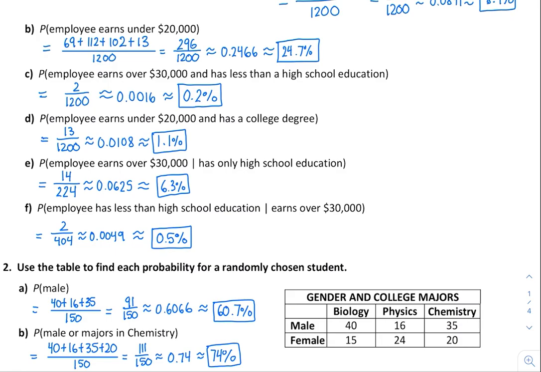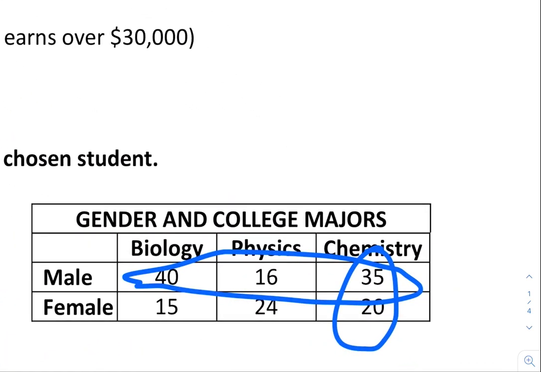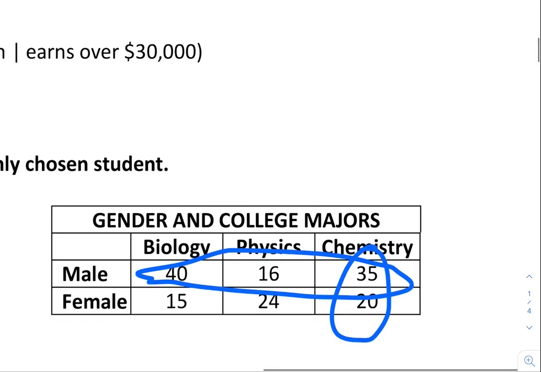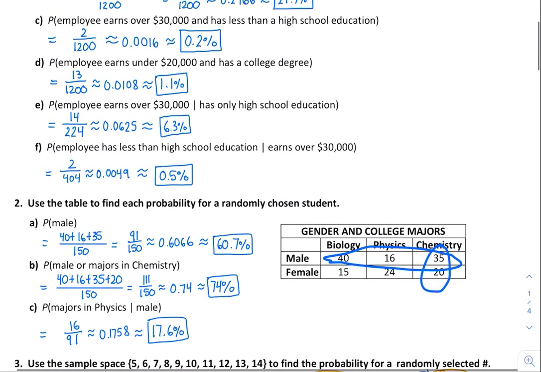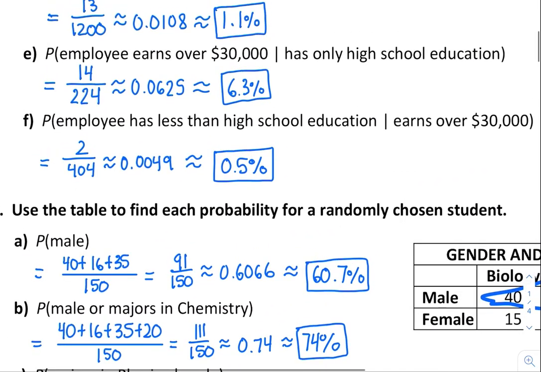Okay, next one. It says find the probability of male or majors in chemistry. Well, male is right there, and chemistry is right there. Now, do you notice that the 35 is included in both? So we don't put 35 twice. So we add up 50 plus 16 plus 35 plus 20, because 35 is already included with the male. Put it over 150, the total, and it's going to be 0.74, which is 74%.